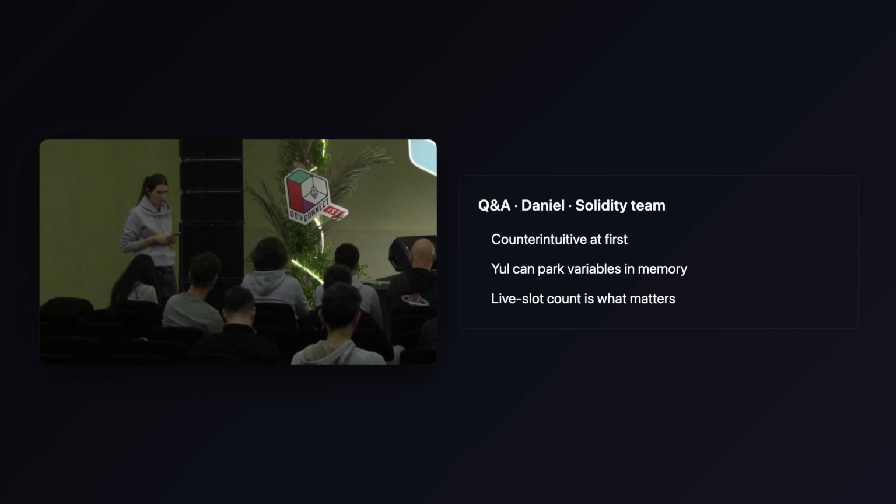So the count of variables stops mattering. What matters is how many of them have to be live in stack slots at the same time. And the answer with via IR is fewer than you thought, because the compiler will move the rest.